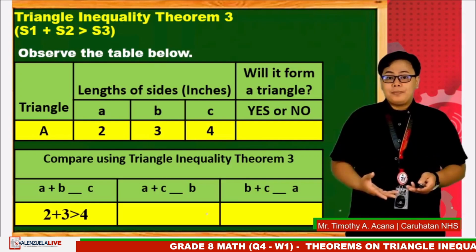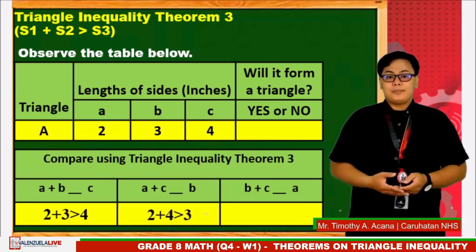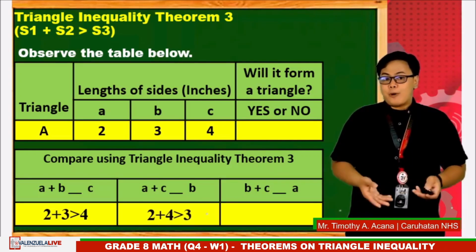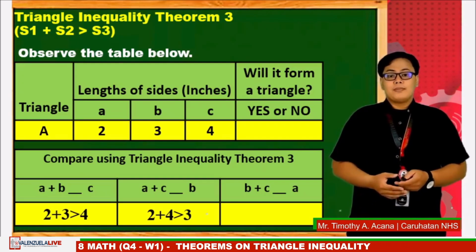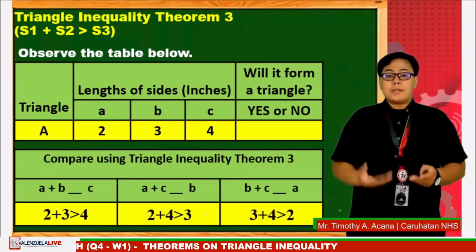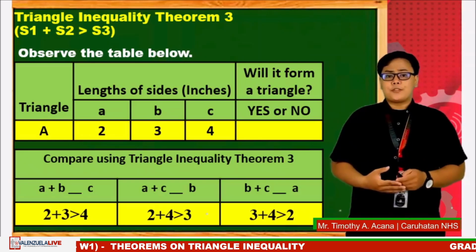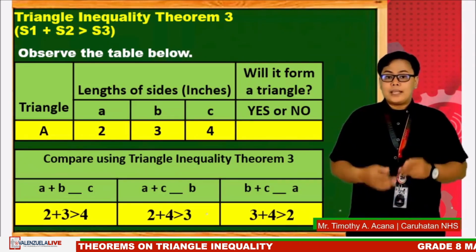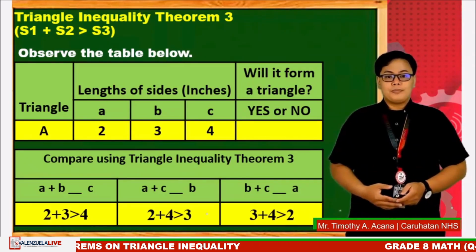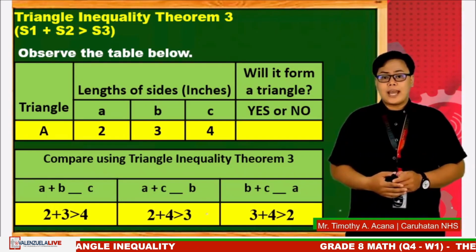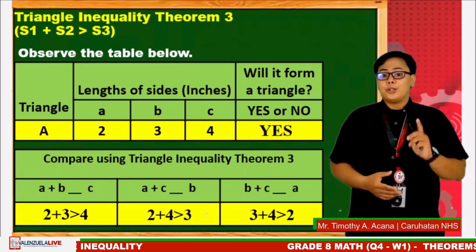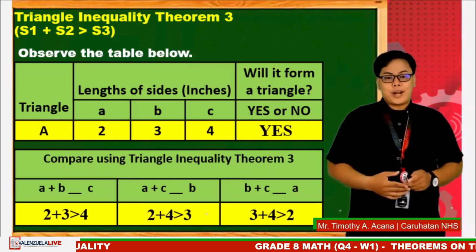Next, we have A plus C. 2 plus 4 is greater than the remaining side, which is 3. And lastly, we have B plus C, which is 3 plus 4 is greater than the remaining side, which is 2. Since the sum of any two sides is greater than the remaining side, therefore, 2, 3, and 4 will form a triangle.